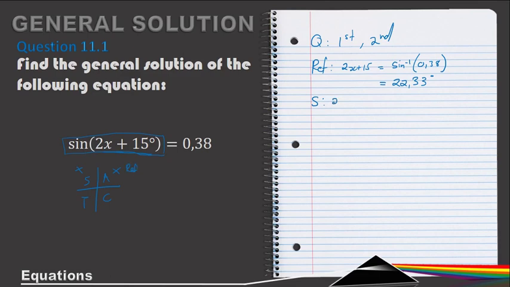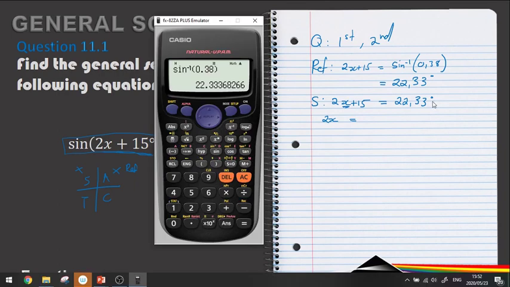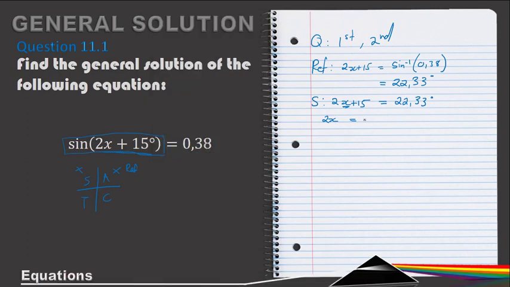So this is going to be 2x plus 15 is equal to 22,33 degrees. And then to solve for x, first of all we're going to take the 15 over to the other side. Then we have 2x equals 22,33 minus 15. So if we subtract 15 there, then we get 7,33. And then if we divide both sides by 2, we get that x.